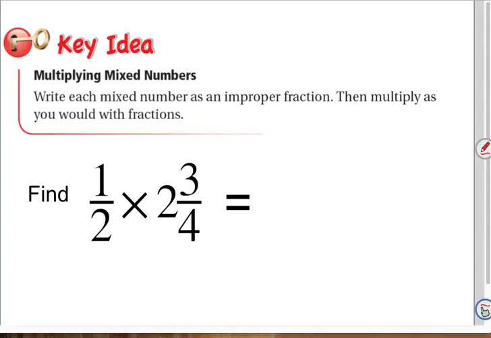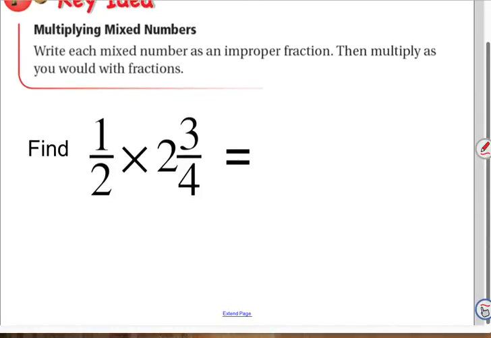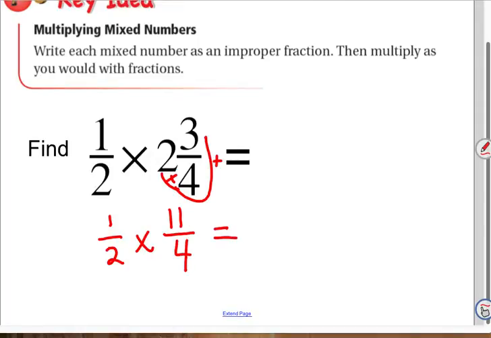How do I do that? How do I turn a mixed number into an improper fraction? Braden. You take the 2 times the 4 and add 3. There we go. He says take 2 times the 4 and then add it to the 3. So this becomes 1/2 times, well, what is 2 times 4? 8 plus 3. 11. And I keep my denominator. Okay? So I turn my mixed number to an improper fraction first.